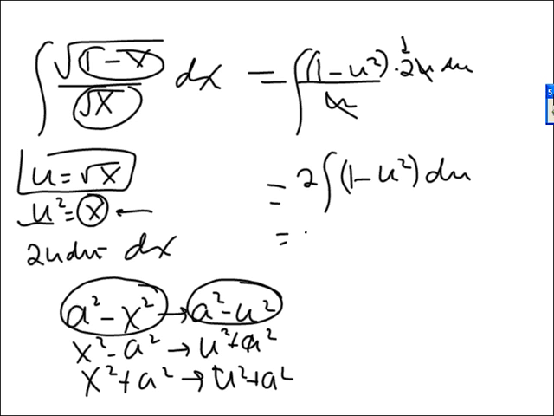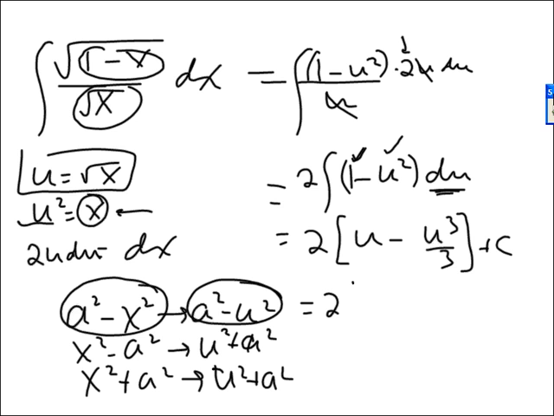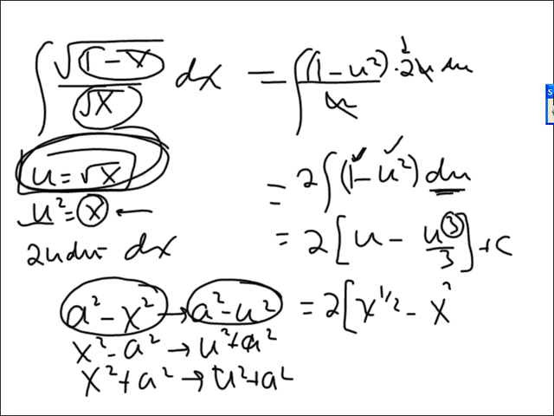Okay, but this integral is straightforward. The integral of 1 du is u, minus the integral of u squared du, which is u cubed over 3 plus c. So we just have to write down what u is. And don't try to guess. We wrote it down. It's x to the half minus, when I cube x to the half, I get x to the 3 halves over 3 plus c.